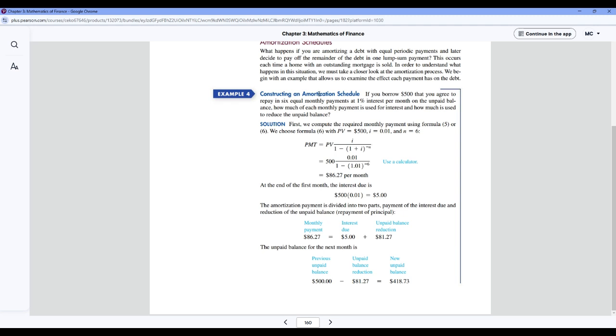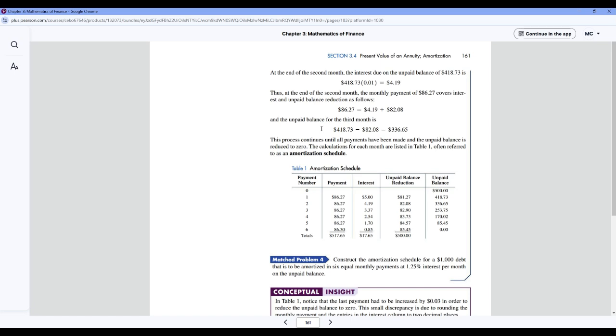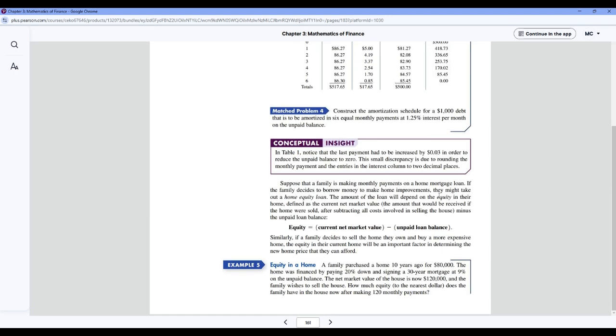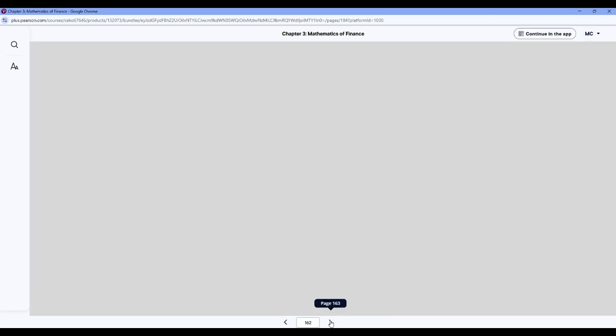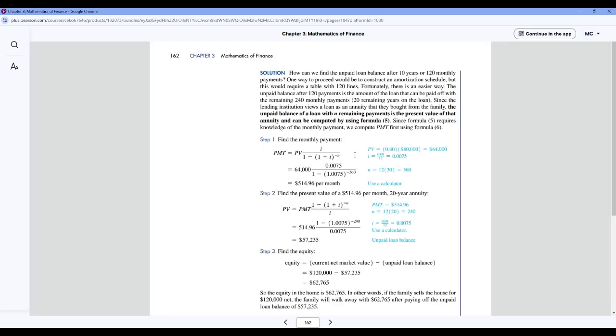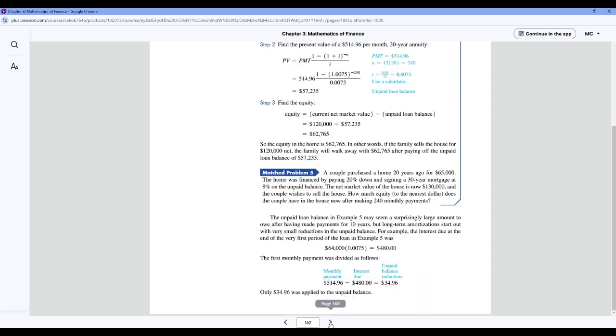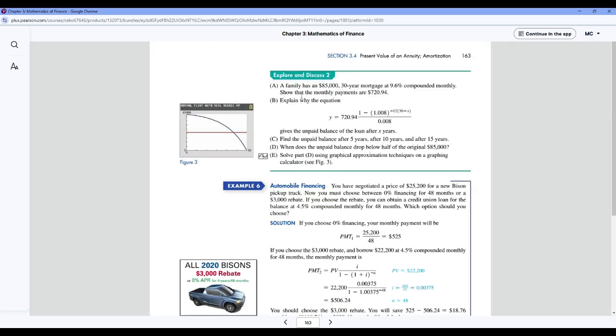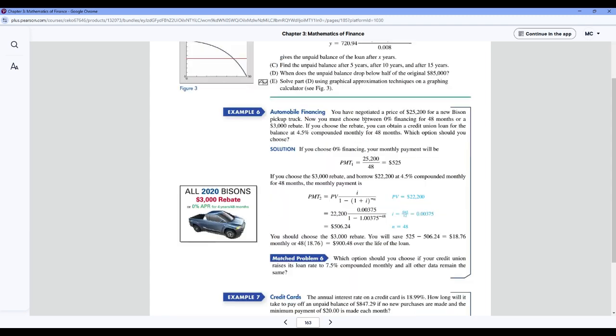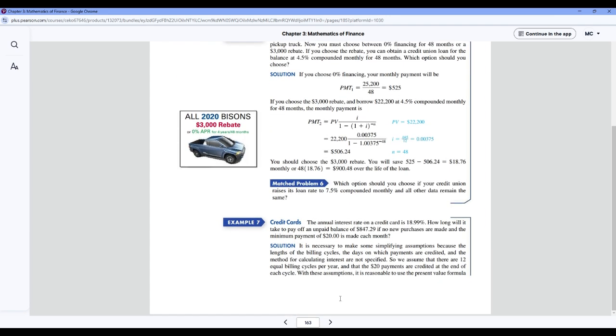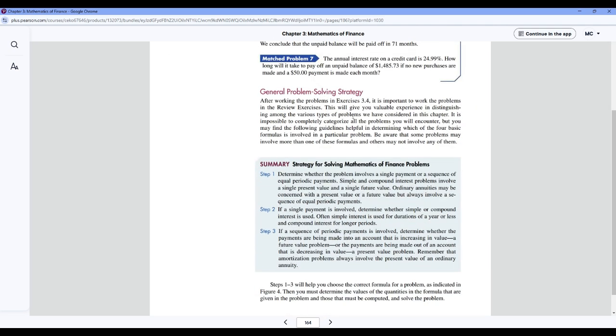Constructing an amortization schedule. That's going to be with mortgages and how much is left. So this would be your payments, the interest rate, money going towards interest, unpaid balance reduction, and unpaid balance. I don't know if you have houses or property, but you will learn all this as you take mortgages, the amortization rates and the schedule. Okay, moving on. Calculating the present value. Moving on. All right, let's see.